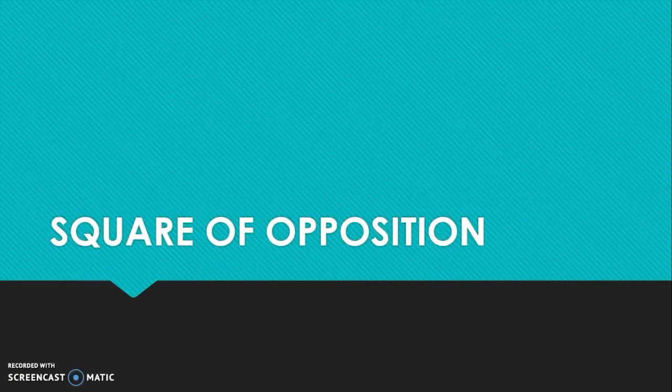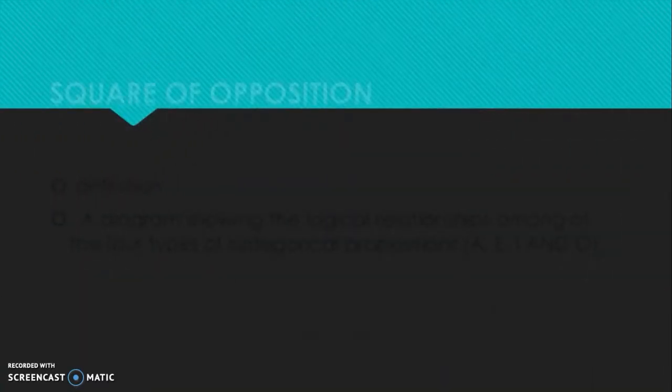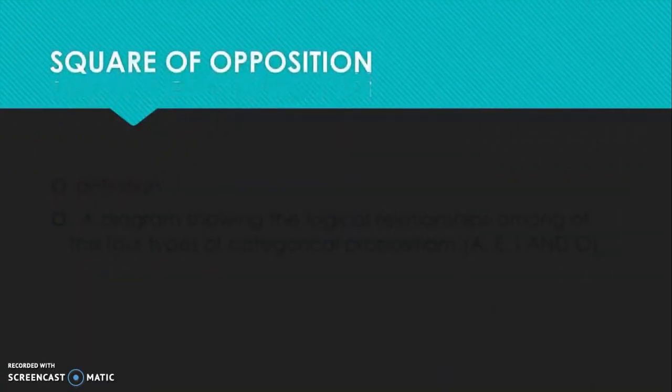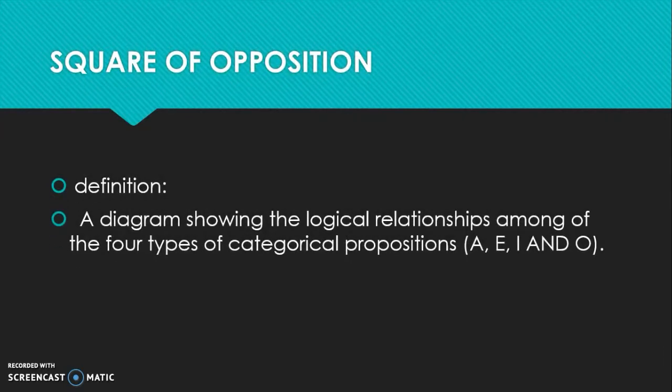I'm pretty sure that all of you will understand the topic that we discussed before. Square of opposition. What is square of opposition? Square of opposition is a diagram showing the logical relationships among the four types of categorical propositions, which are A, E, I, and O.